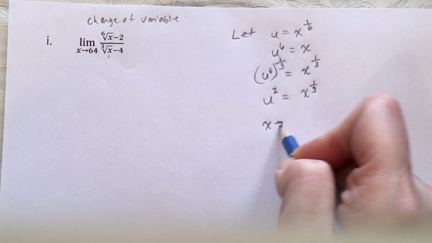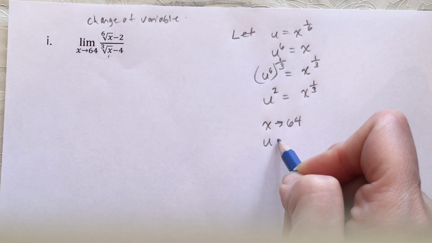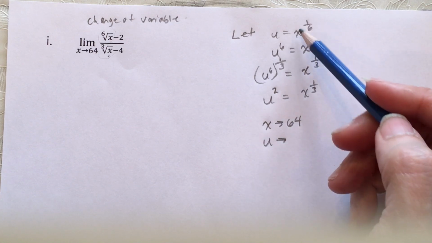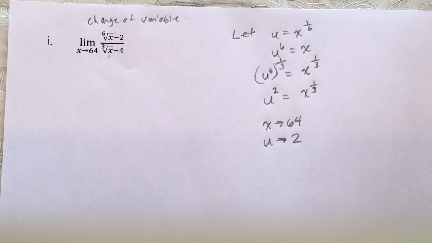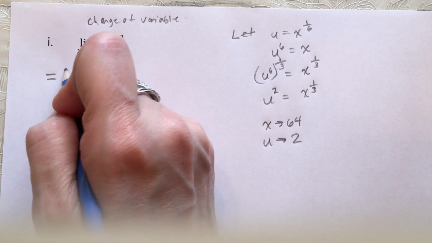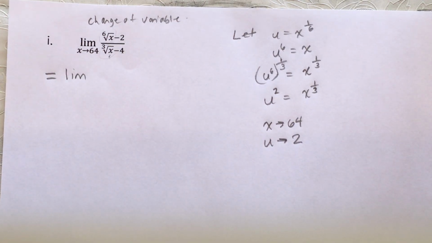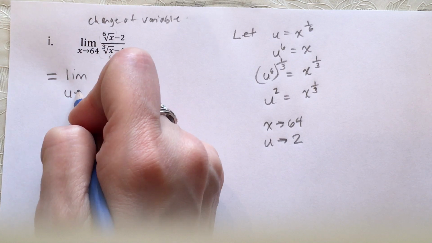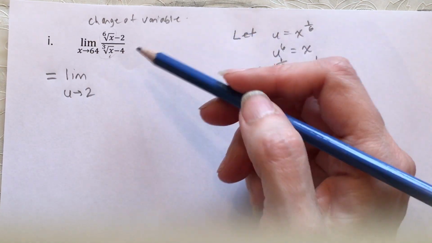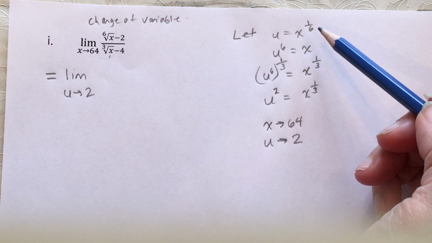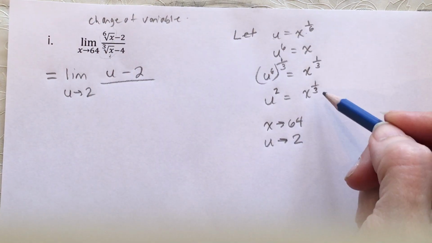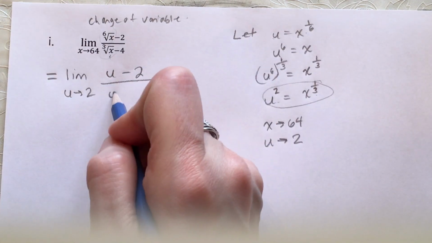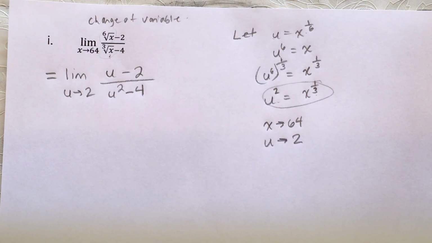And then also as x approaches 64, u is going to approach, so if we put a 64 up here, 64 to the 1/6 is 2, so u would be approaching 2. So now we can change the limit over. So we go from limit as x approaches 64 to the limit as u approaches 2. The 6th root of x is our u, minus 2. Third root of x we figured out was u squared, minus 4.